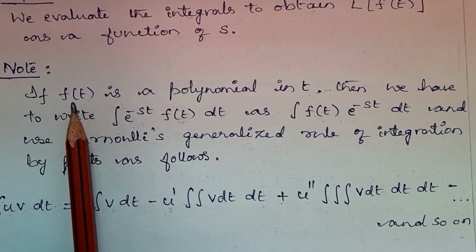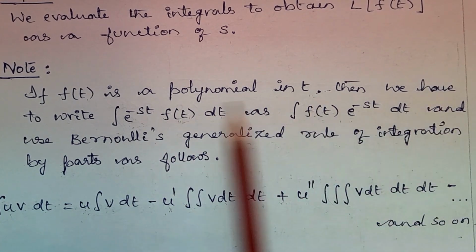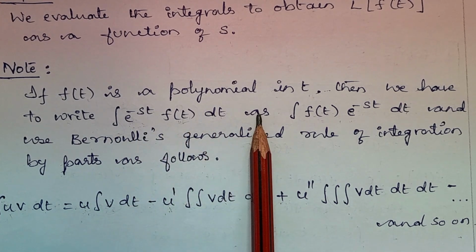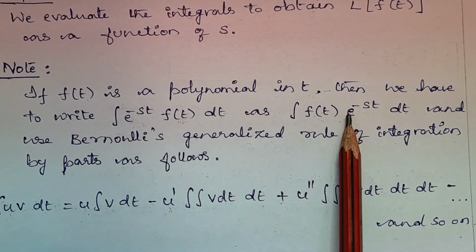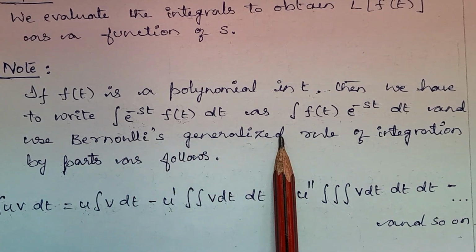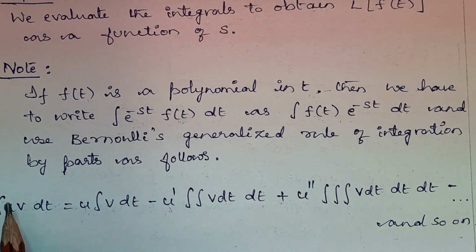Note, if f of t is a polynomial in t, then we have to write integral of e power of minus st f of t dt as integral of f of t e power of minus st dt and use Bernoulli's generalized rule of integration by parts as follows. Integral of uv dt equal to, first function is u, second function is v. So take the first function as it is.